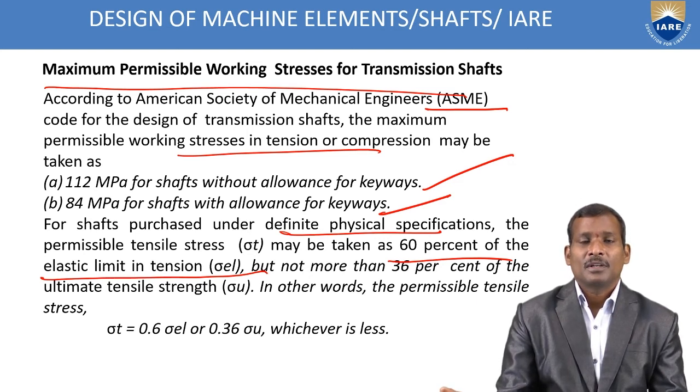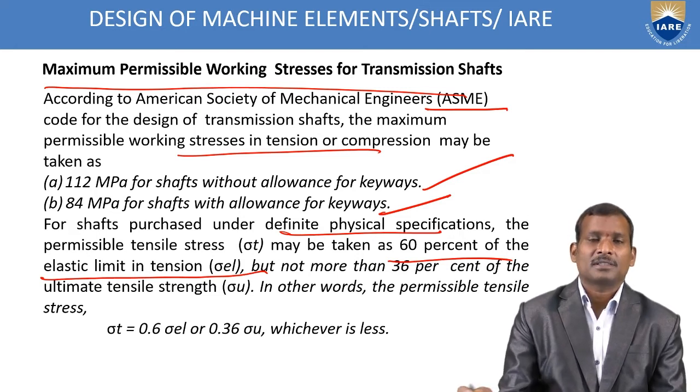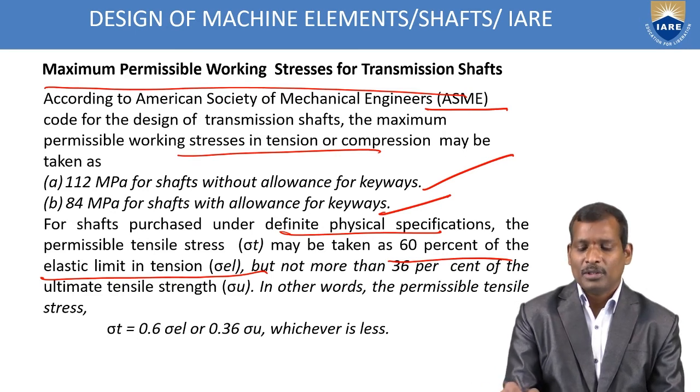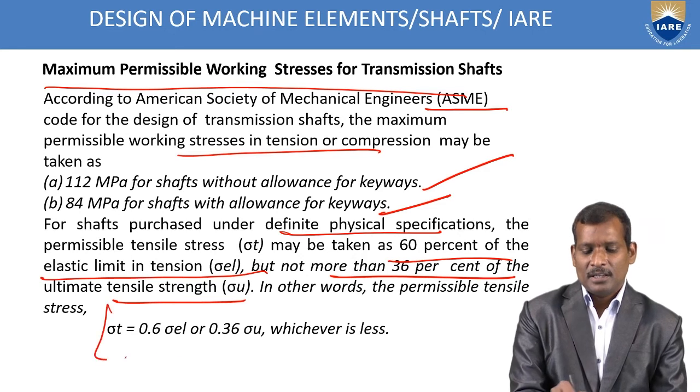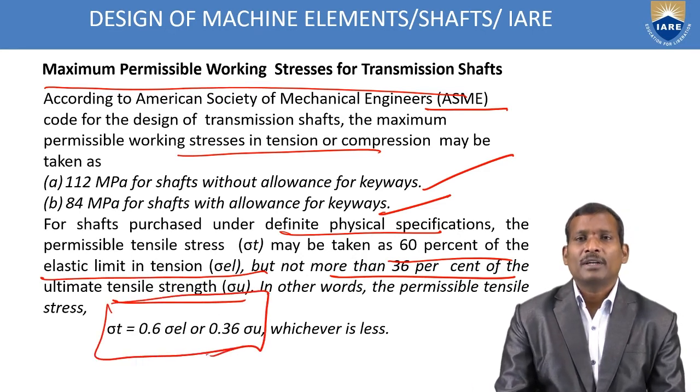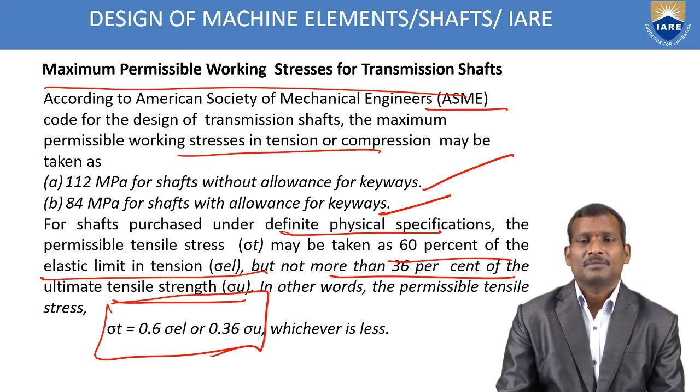So if you purchase the shaft under definite physical specifications, you may take 60% of the elastic limiting tension, but not more than 36% of the ultimate tensile strength. In other words, the permissible tensile stress is equal to 0.6 times the elastic limit or 0.36 ultimate stress, whichever is less.